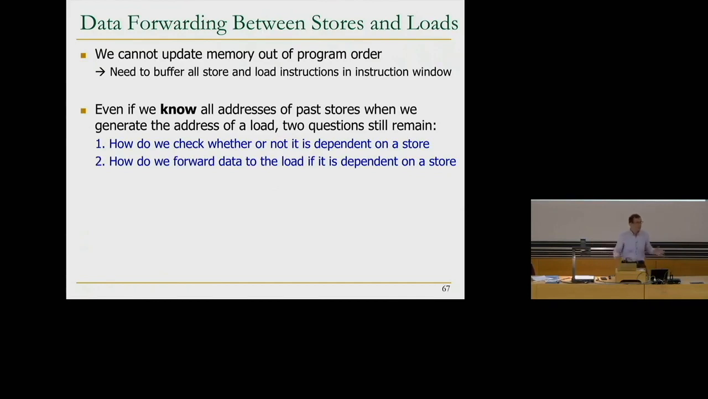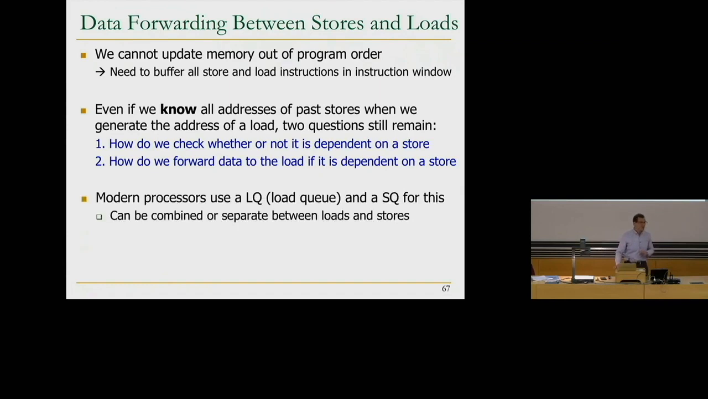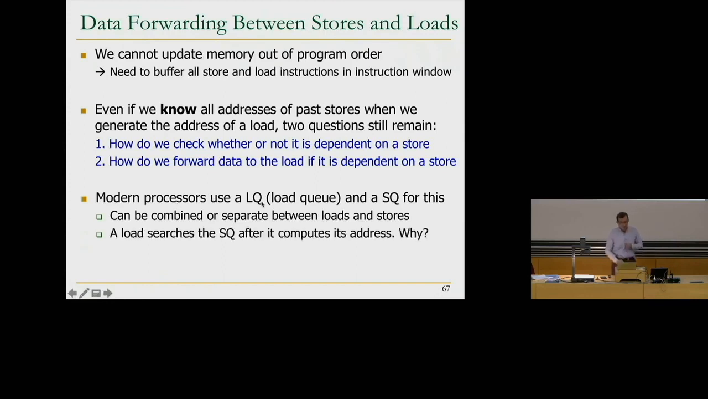So for this, you need a special structure. And these special structures are usually decoupled into a load queue and a store queue. It can be combined between loads and stores. For example, the Pentium Pro in Intel had what was called a memory ordering buffer, MOB. So you had a MOB in a processor. But you can combine or separate; basically, you have a load queue and a store queue. So whenever you produce the address of a load, you search the store queue to check if there's any store that you're dependent on, so that you can schedule the load.